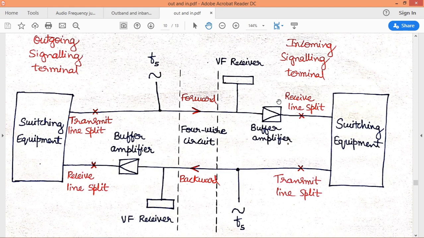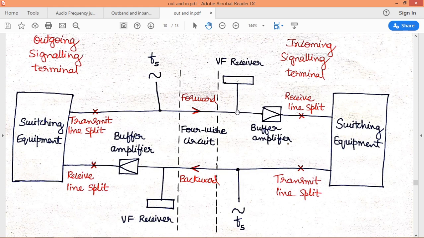This unity gain buffer amplifier prevents any transient signals from being received by this VF receiver. Once the switching equipment is operating, in the case of a Strowger exchange, where we basically deal with electromechanical switching equipment, sudden variations in voltage as well as current are observed when it operates. Those sudden variations we sometimes call transients. Those transients must not reach this VF receiver.